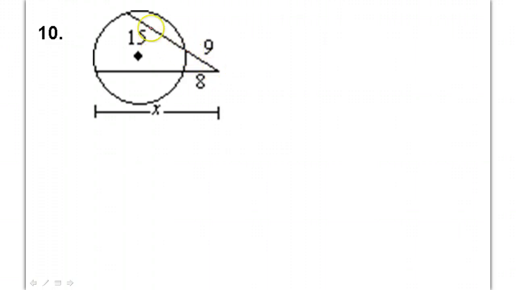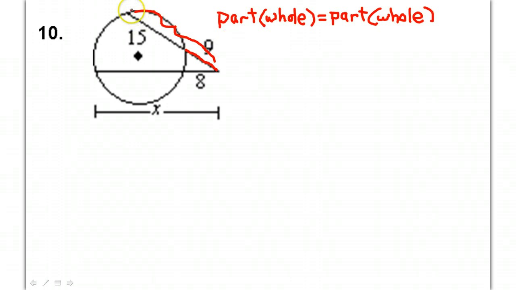So when I look at the segment that's higher, the part is the 9. Okay? Now the whole is the 9 and the 15 put together. So the whole is 9 plus 15. So when I set up my part times whole equals part times whole, for this red part up here, as I said, 9 is the part, and the whole is going to be 9 plus 15.